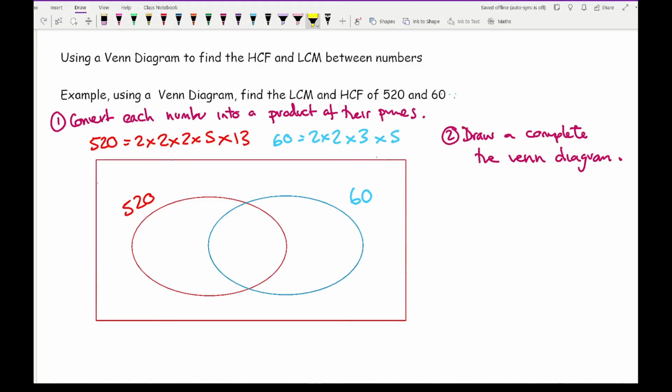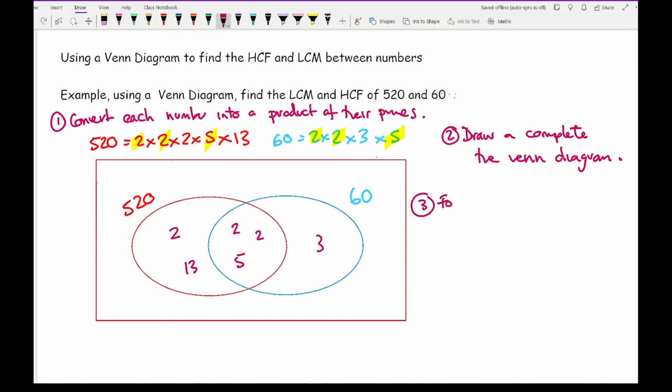So for numbers that appear in both, I've got a 2 and a 2, another 2 and a 2. I haven't got a 3, but I have got a 5. So the middle numbers are going to be 2, 2 and 5. Numbers that are exclusive to 520 are another 2 and 13, and the number exclusive to 60 is a 3. Now once you've completed your Venn diagram and you're generally happy, you can check by multiplying all the numbers in the blue circle and it should give you 60, and if I multiply all the numbers in the red circle it should give me 520.